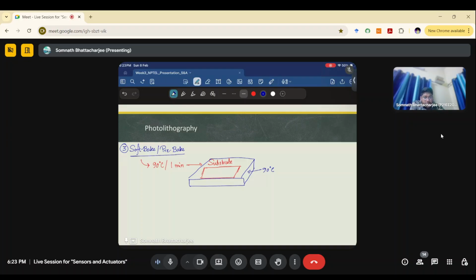And why is it called a pre-bake stage? Because before exposing to the UV light or the light source, we are baking it before the patterning process. That's why it is called a soft bake process. And after that, let's say this PR was a positive PR. Now the next stage is called the exposure stage.